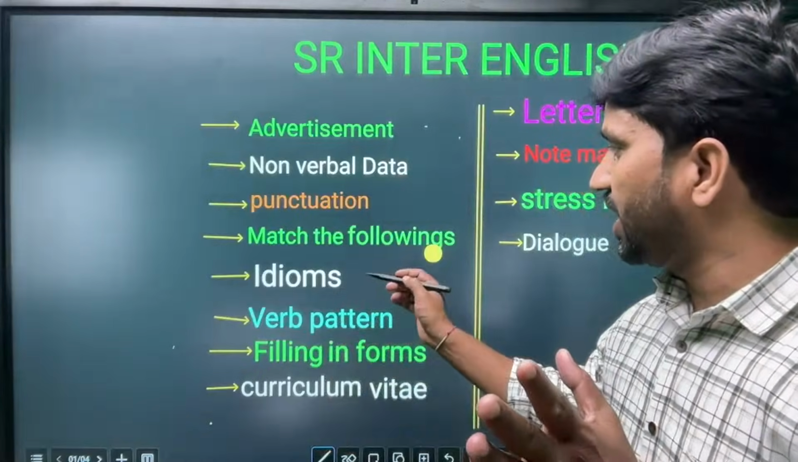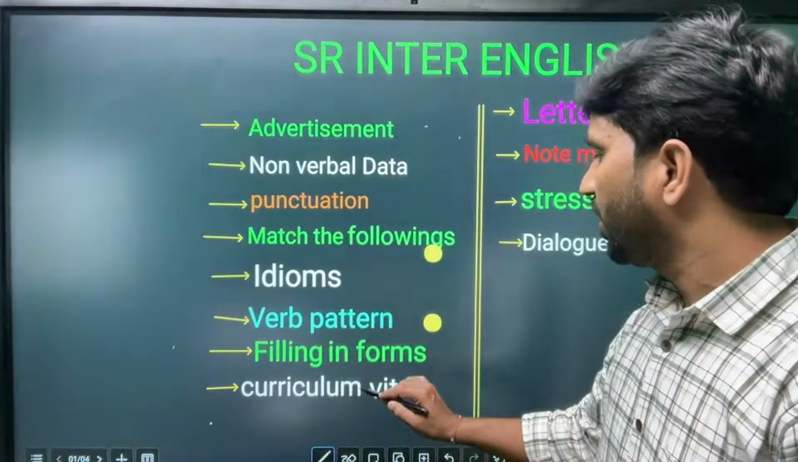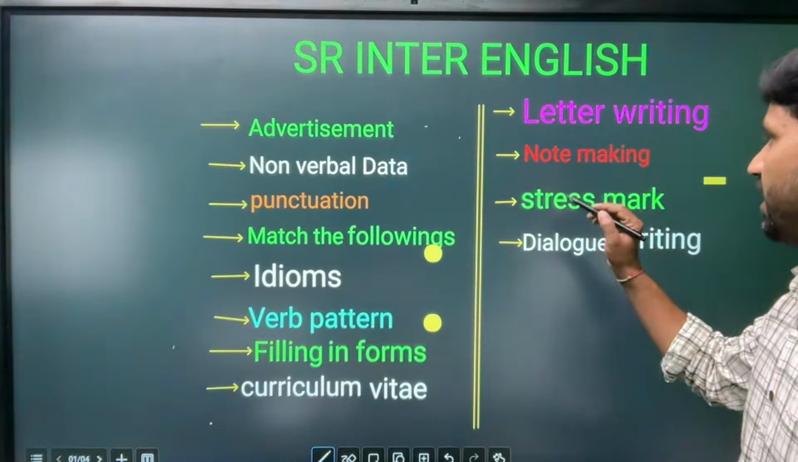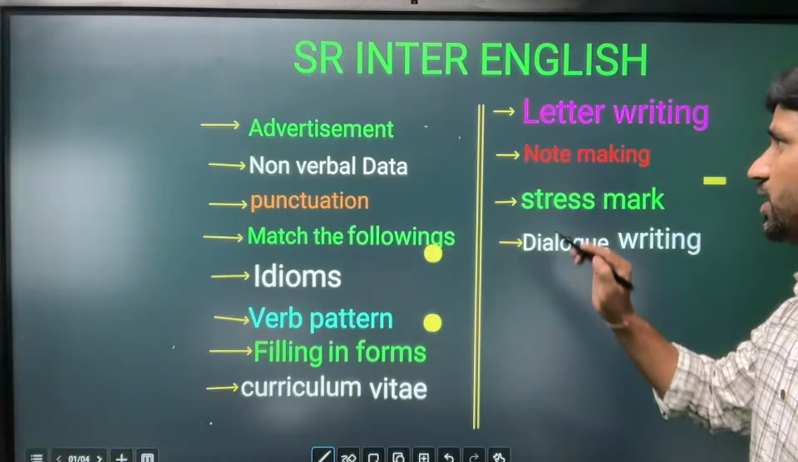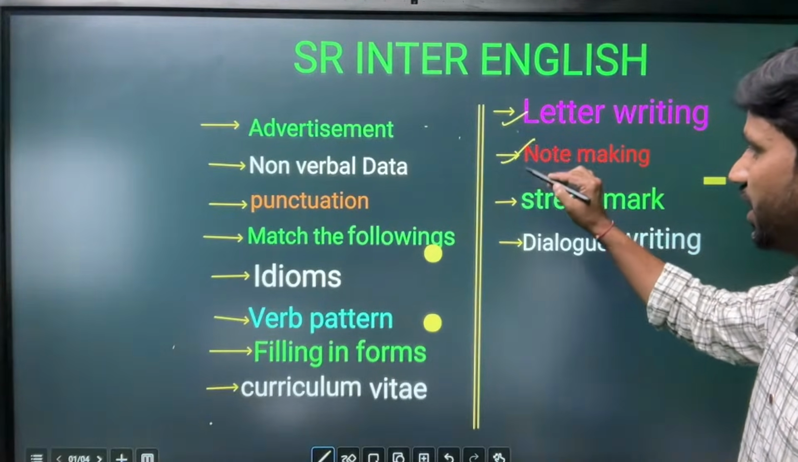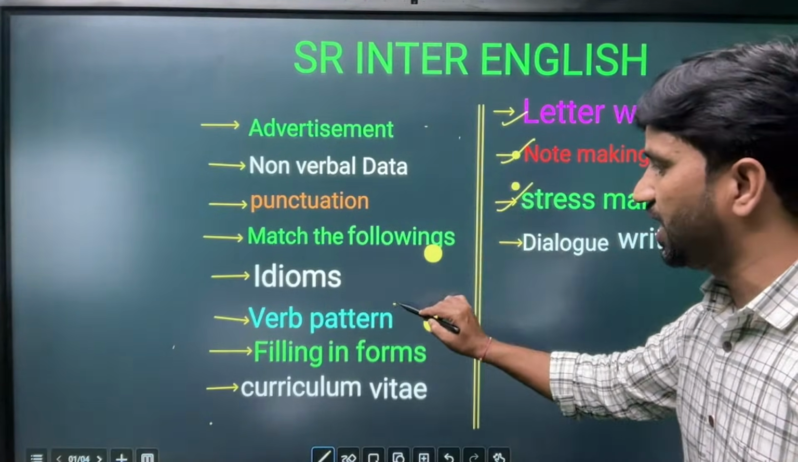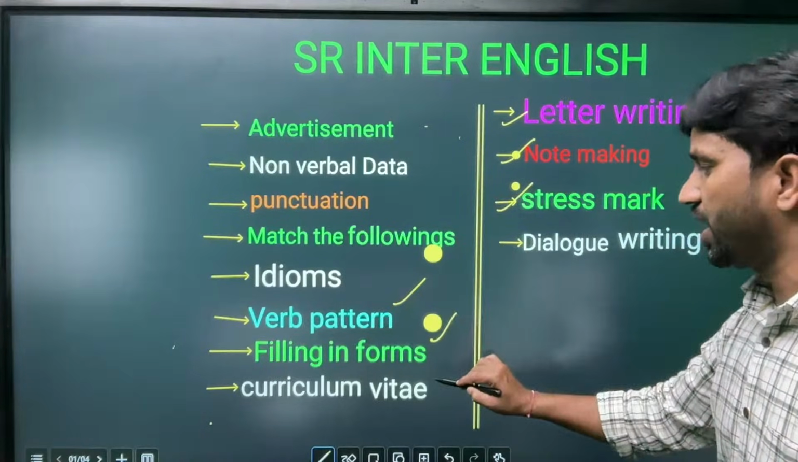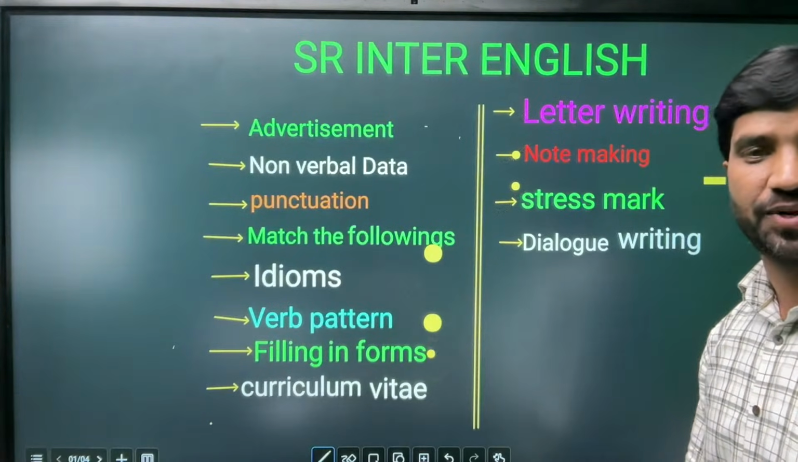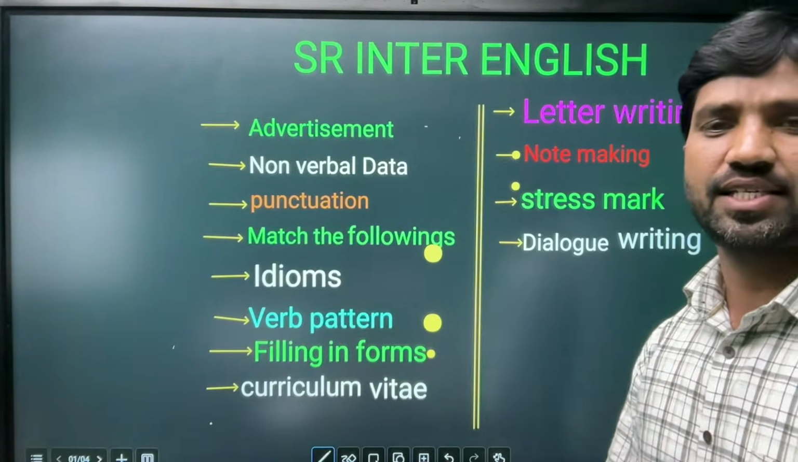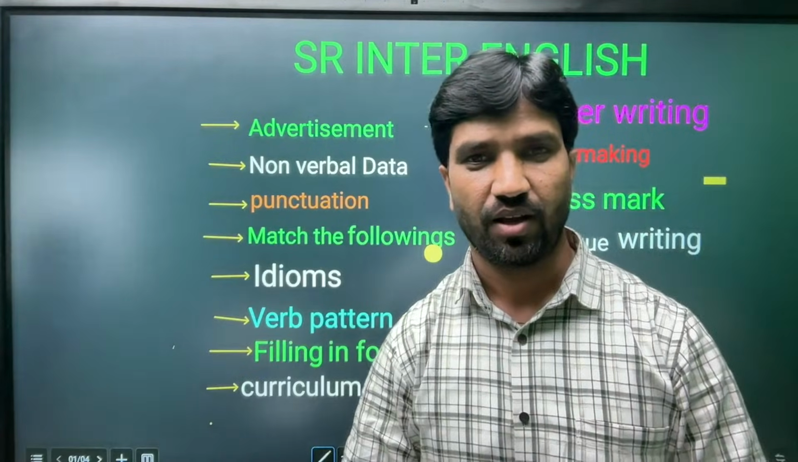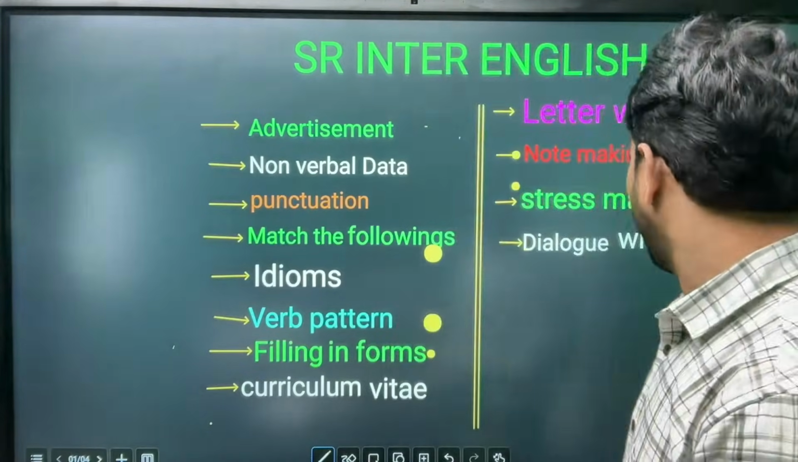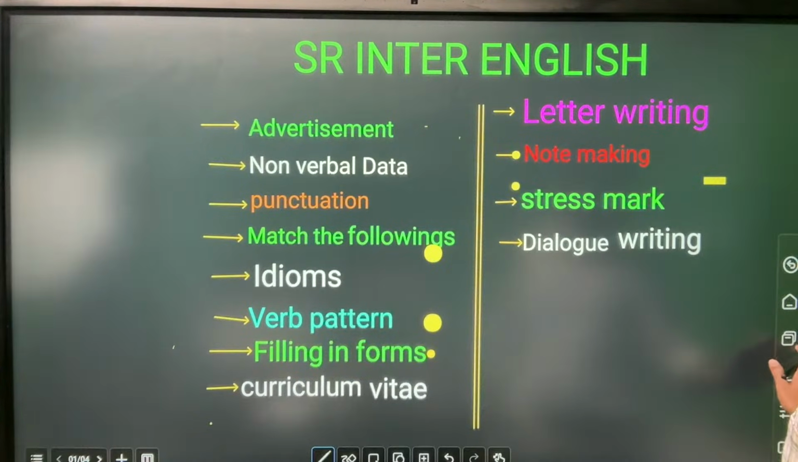See, we feel it is a little difficult from verb pattern, curriculum vitae, letter writing, note making, and stress marks. See, these are the topics everybody feels a little difficult, for presentation and curriculum vitae. These are the topics which we have. So let us discuss one by one. Okay, so now we go with the question paper.